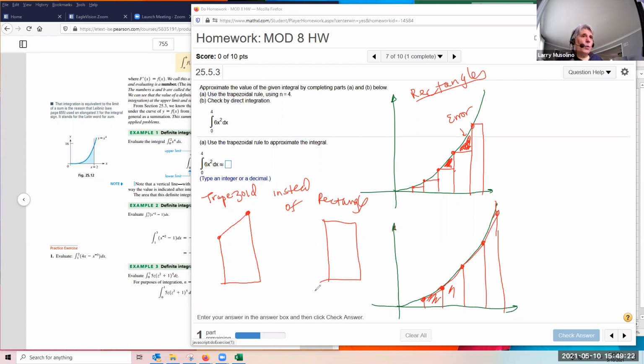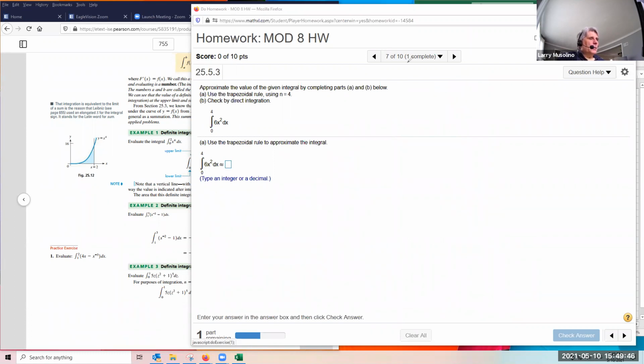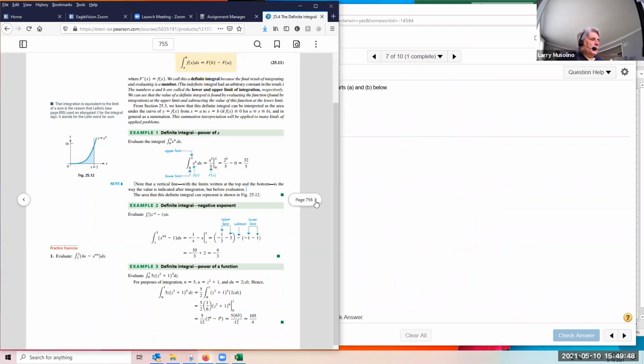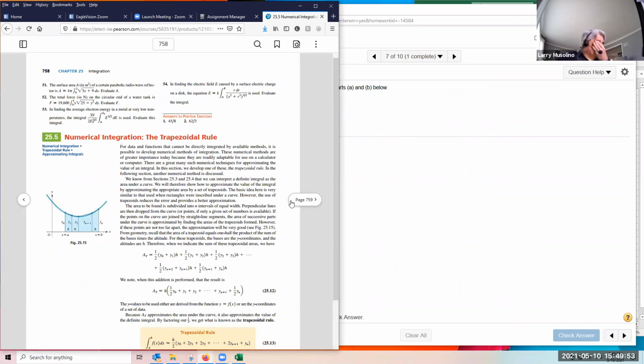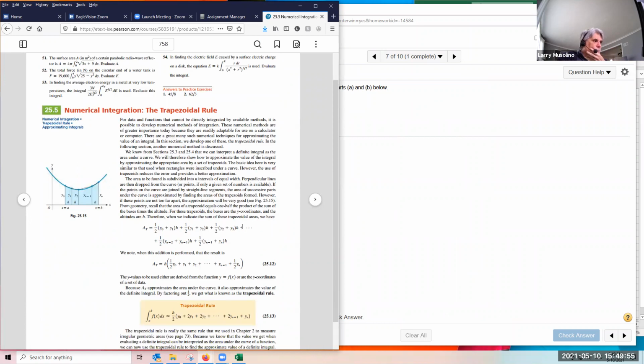So there's a specific way to do this. And rather than calculating the area of each trapezoid, which you can do, there's a little shortcut formula because someone has figured this out for you. Rather than finding the area of each trapezoid individually, we can use a formula. So let me show that to you in the textbook. Let me go over to section 25.5. All right, here it is.